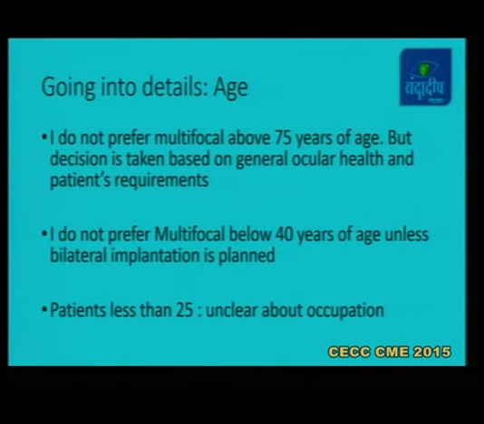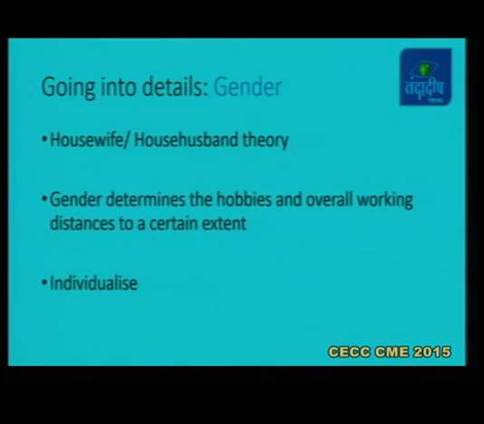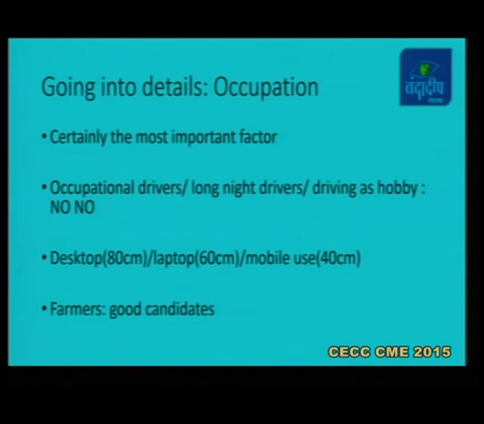Patients less than 25 are not clear about their occupation, how they are going to do later, so I generally avoid them unless they have a clear idea of their occupation. Gender: the talk is incomplete without the housewife and house husband theory. But gender in general determines the hobbies and overall working distances, so that has to be taken into account, but we have to consider each and every person individually.